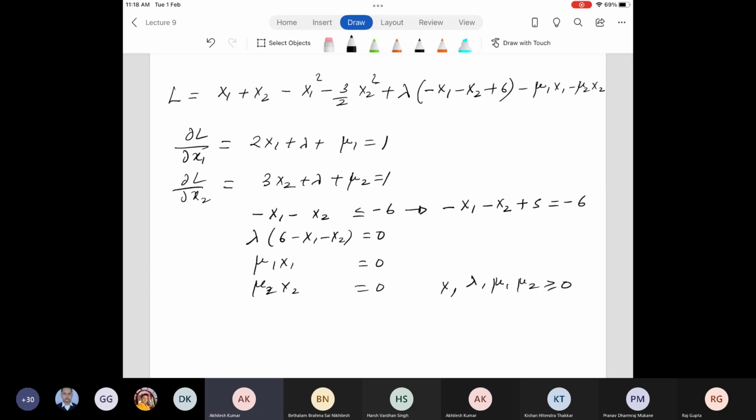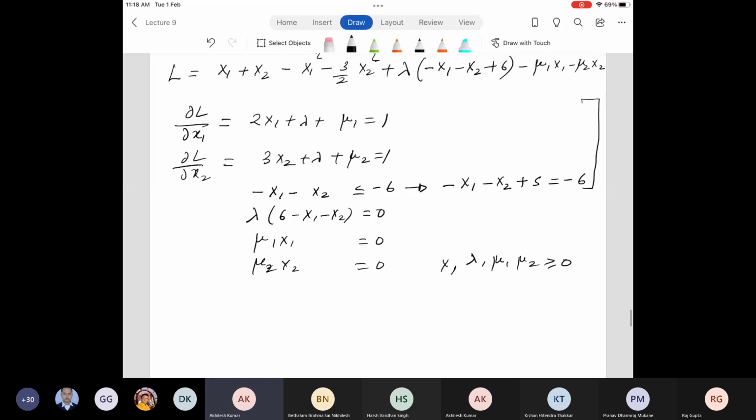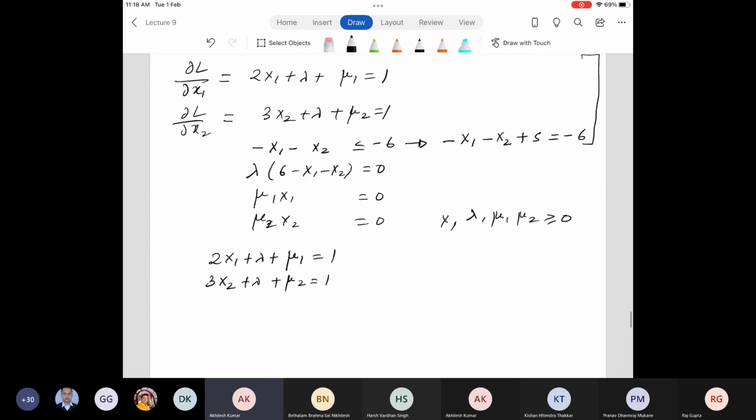So if you look at these first three constraints, 2x1 plus lambda plus mu1 equals 1, 3x2 plus lambda plus mu2 equals 1, minus x1 minus x2 plus s equals minus 6. And let me write the other constraints here. I'm replacing 6 minus x1 minus x2 with s because I have added this s. So lambda into s equals 0, mu1 into x1 equals 0, and mu2 into x2 equals 0.